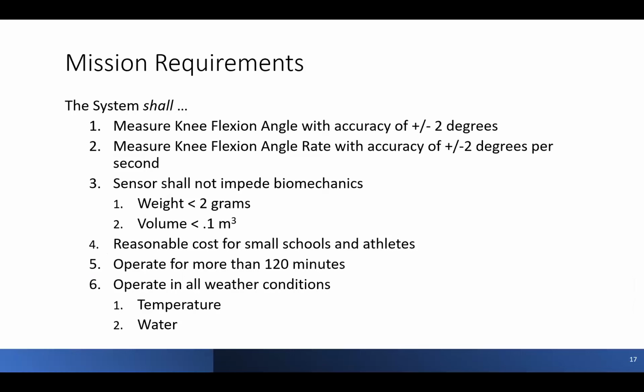So our mission requirements are that this system will measure knee angle flexion as well as knee angle flexion rate with an accuracy of plus or minus 2 degrees. The sensor will not impede any biomechanics, so an athlete won't have any trouble wearing this. It's going to be very light and a very small volume. It will be a reasonable cost for small schools and athletes, to make it very accessible to everyone. It will operate for more than 120 minutes, and it will be able to operate in all types of weather conditions, so it can be used in outdoor athletics.